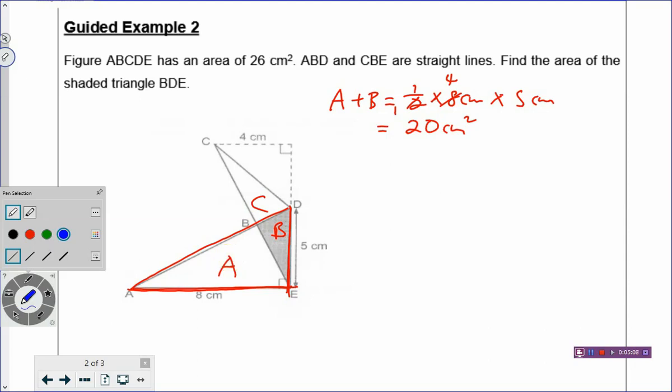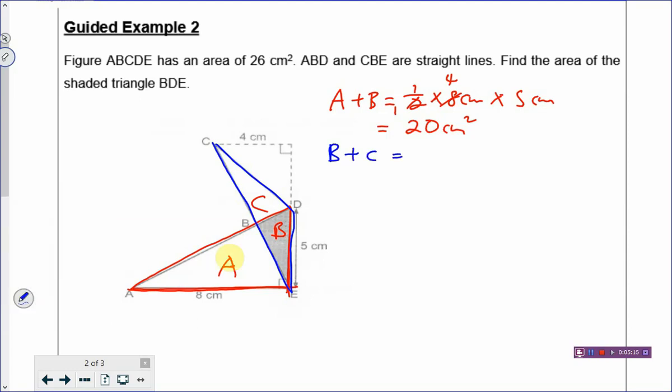Then how about the other triangle? Do you see the other triangle, which is not right angle? So this is the other triangle, which is B plus C. So B plus C is equal to what? Area of the triangle, which is half times base times height. So what's the base? Now again, in this blue color triangle, you don't see a horizontal line, but you see a vertical line. So if you see a vertical line, that can also be the base. So it's either a horizontal line or a vertical line that can be the base. So the base is 5 cm.